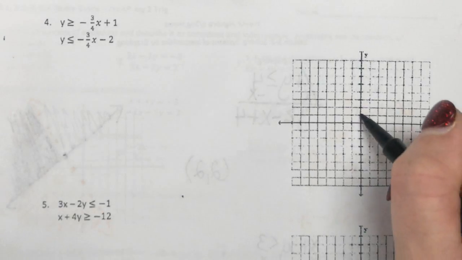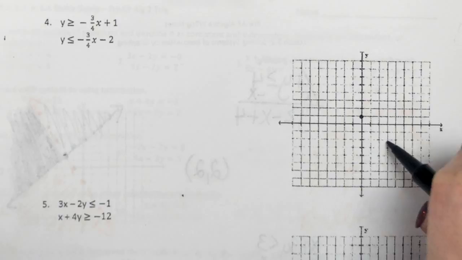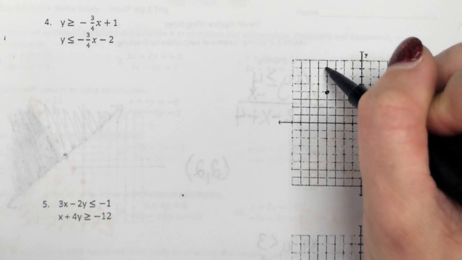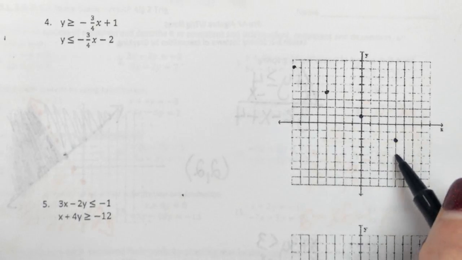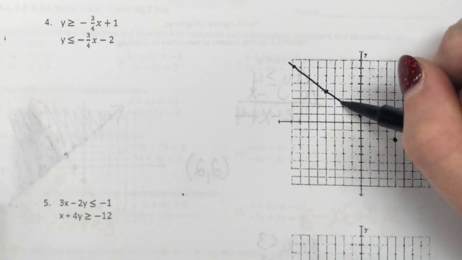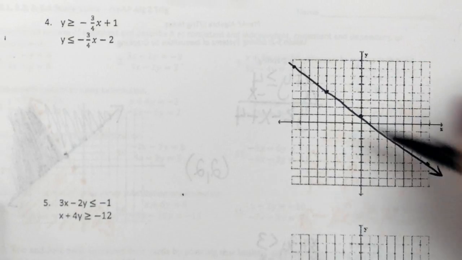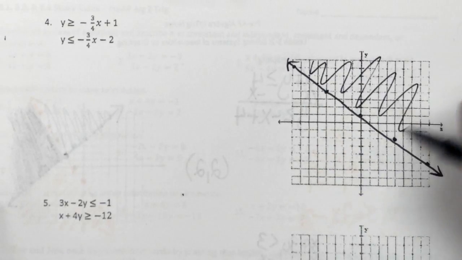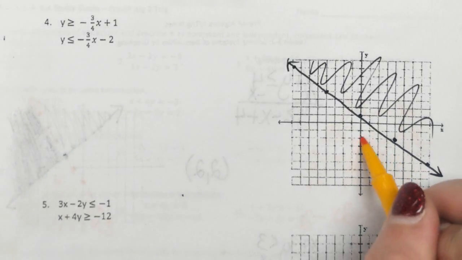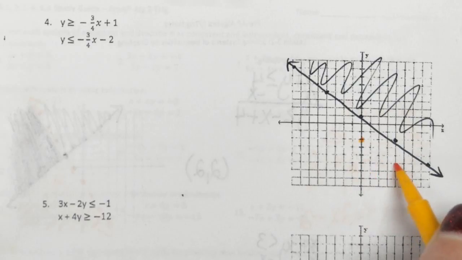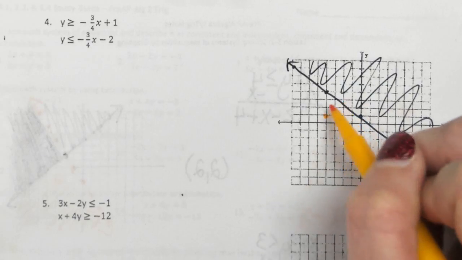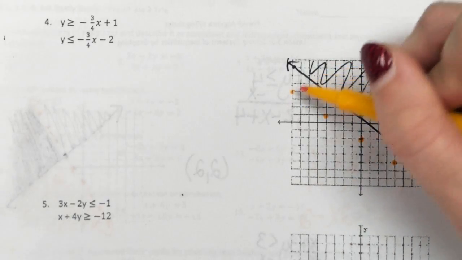All right, let's see. 1, 2, 3, 1, 2, 3, 4. 1, 2, 3, 1, 2, 3, 4. All right, there's the first one, and it should have shaded above, right? Y'all okay with that one? All right, and then what about the second one? They are parallel. Very good.